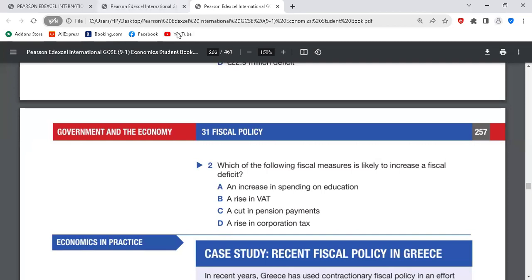So that ends chapter 31, fiscal policy. And that ends the lesson. The answer is A. Yeah, A, yes.